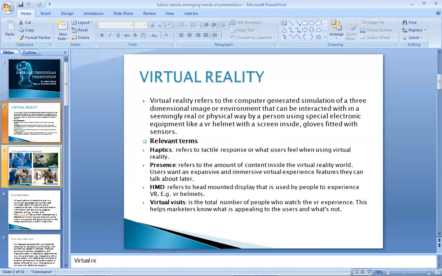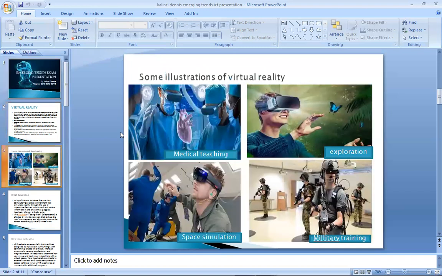The next thing I'm going to talk about are some illustrations of the users of virtual reality, and they include the medical teaching field. You can see these ones are learning how to do a surgery on a heart, but using virtual reality. Now, this is exploration. People create simulations of places they've never been, and they tour them using virtual reality.